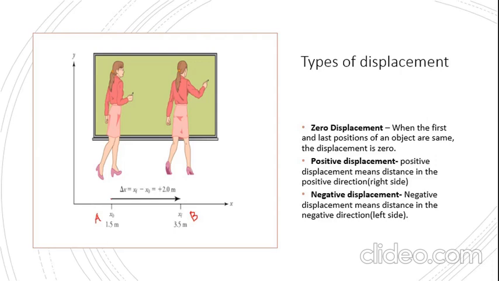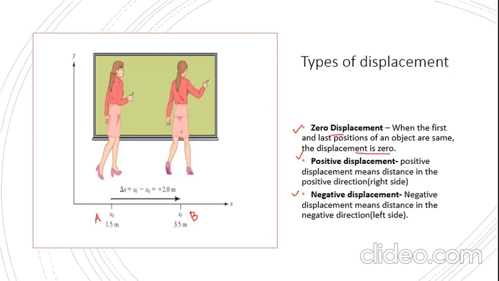We have three types of displacements. First is zero displacement, then positive displacement, and negative displacement. Okay, let's see one by one. What is zero displacement? When the first and last position of an object are the same, there will be no distance between the first and last position. So the displacement is zero here.